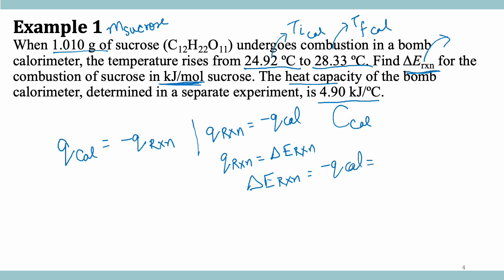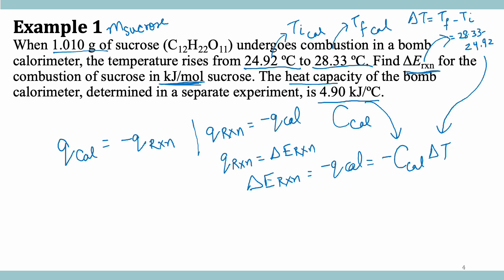What is Q of calorimeter? Because it is a bomb calorimeter, it is not going to be mc delta T, it is going to be capital C calorimeter times delta T. Capital C is given to us right here. Delta T we can find. Delta T will be T final minus T initial, which is going to be 28.33 minus 24.92. That value goes here. That is delta T.